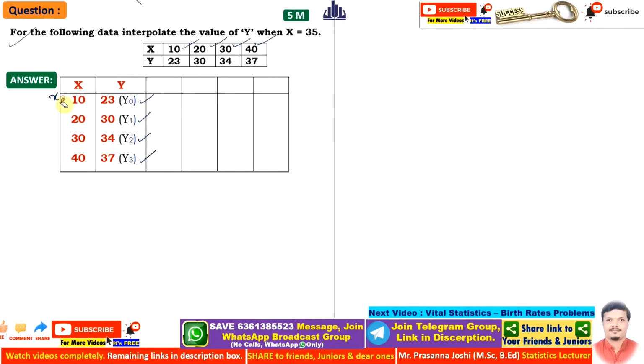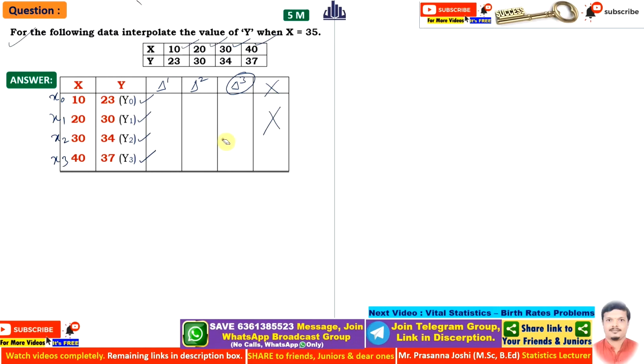Similarly, x values can be written as x0, x1, x2 and x3 values. Then further, we know already forward differences are to be taken. Here 4 values if they are given, first forward difference it will become 3 values, and second forward difference it will become 2 values, and then delta 3 it will become 1 value. So delta 3 only it will stop here. Delta 4 need not be calculated.